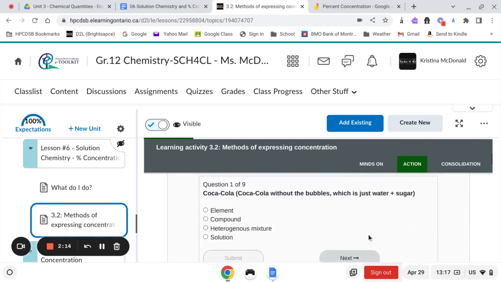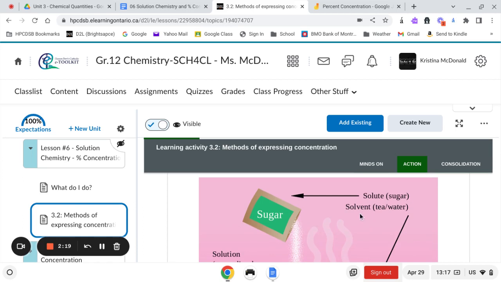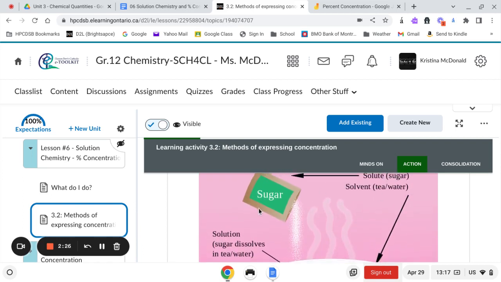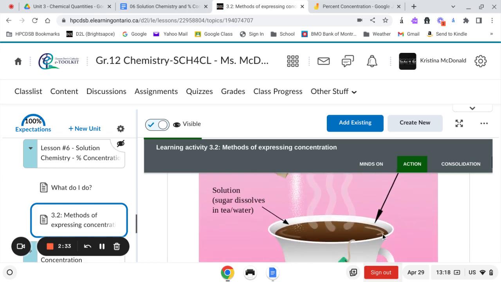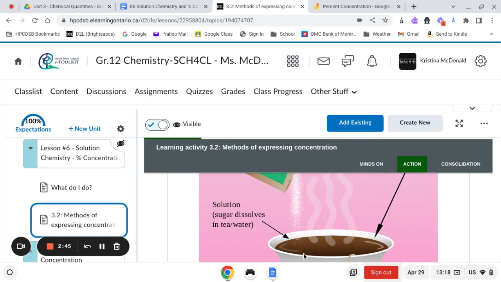Go through those 9 examples of solutions and guess what they are. We know that solutions have to be made up of a solute and a solvent, okay? So the solute is always in a smaller portion, and the solute is always dissolved into the solvent, and the solvent is in a larger proportion. And it doesn't always have to be liquids and solids, okay? It could be 2 liquids, it could be 2 solids, it could be gases also. But together, the solute and the solvent are called a solution.